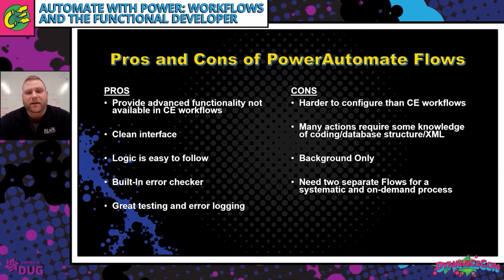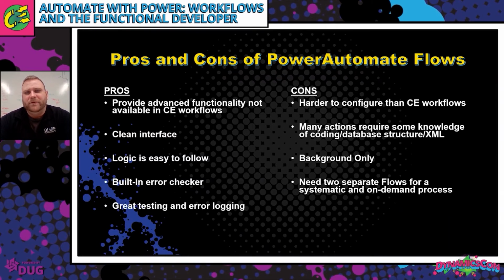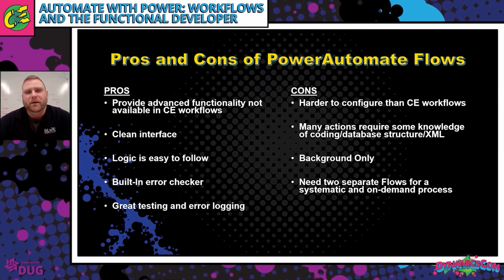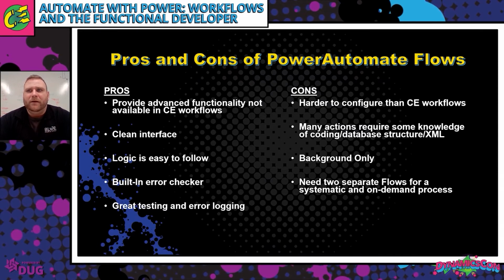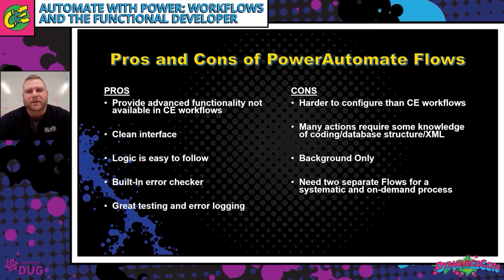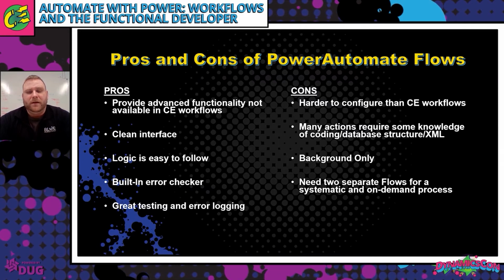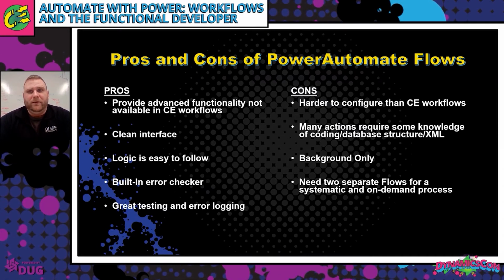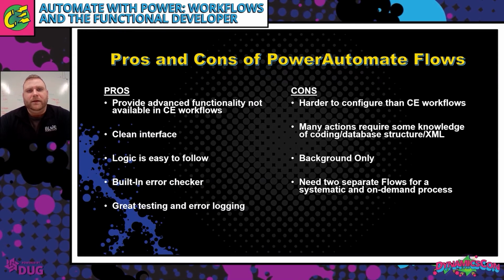And the last one that I think is kind of a downside to Power Automate is that you have to create two separate flows for an on-demand and a systematic process. Now, functionally, they can do the exact same thing, but the triggers are going to be different. On one trigger, it's going to be on select of a record. On a different trigger, it's going to be when data on this record gets updated.